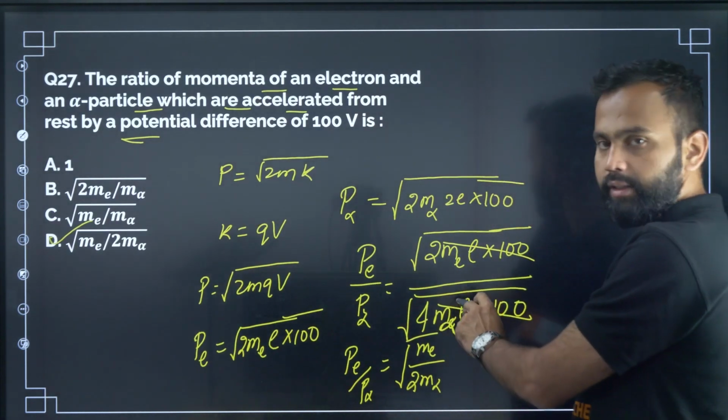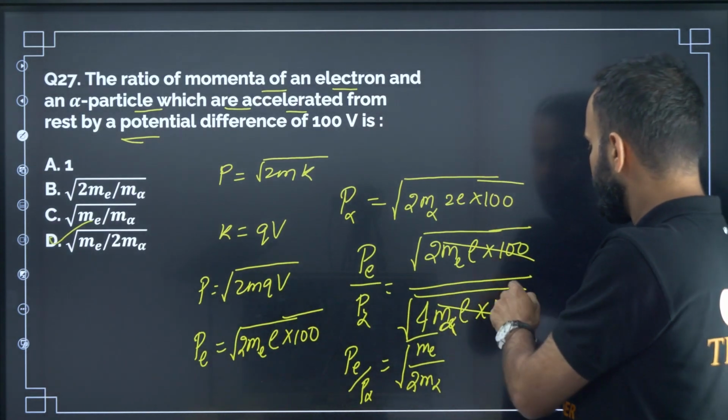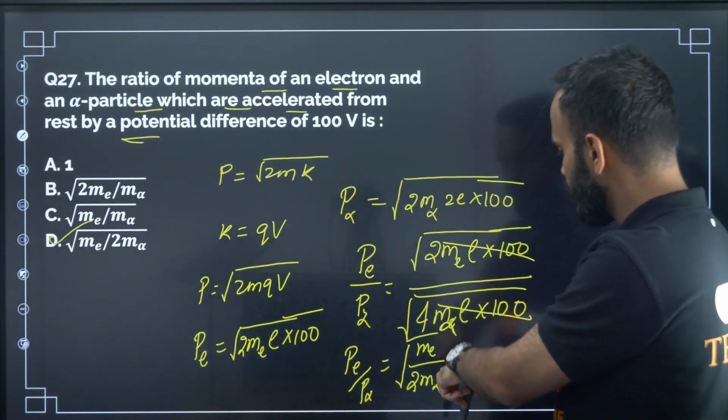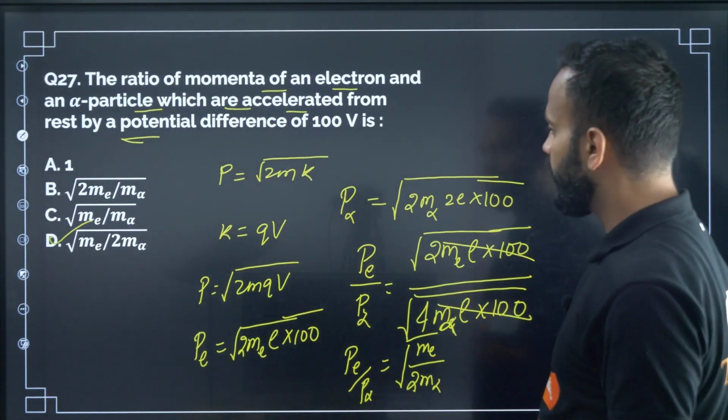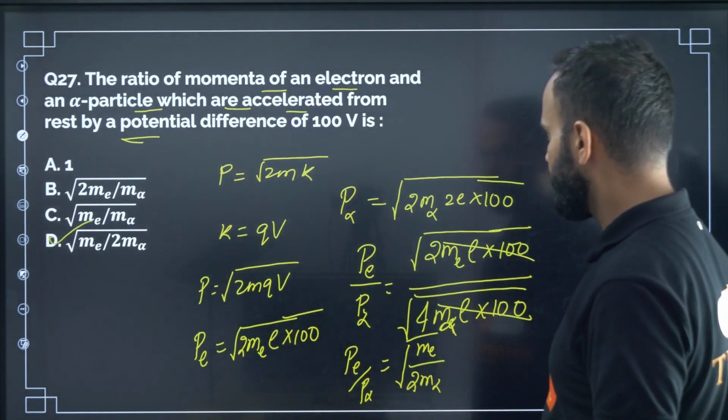This is not me, this is m alpha. So e into 100 will get cancelled, and we get root of me by 2 m alpha.